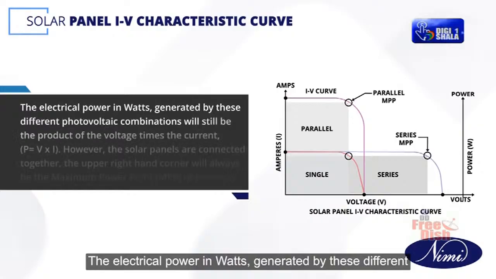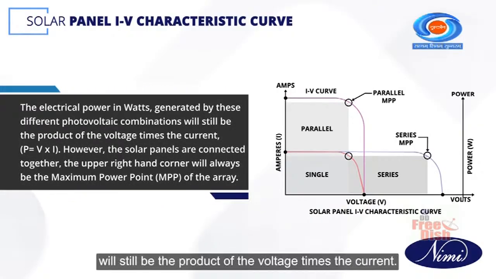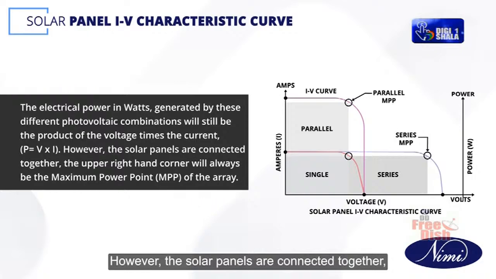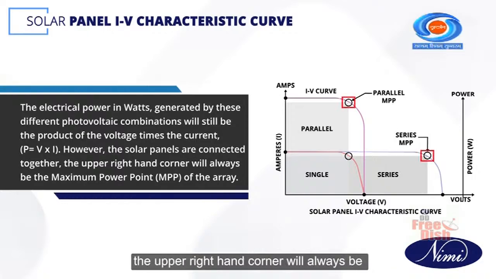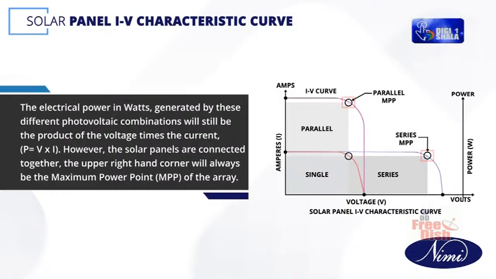The electrical power in watts generated by these different photovoltaic combinations will still be the product of the voltage times the current, however the solar panels are connected together. The upper right hand corner will always be the maximum power point of the array.